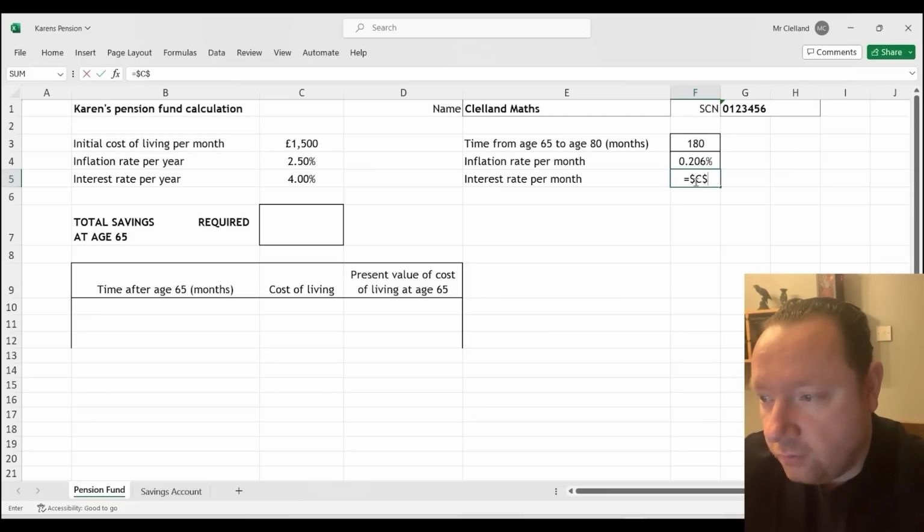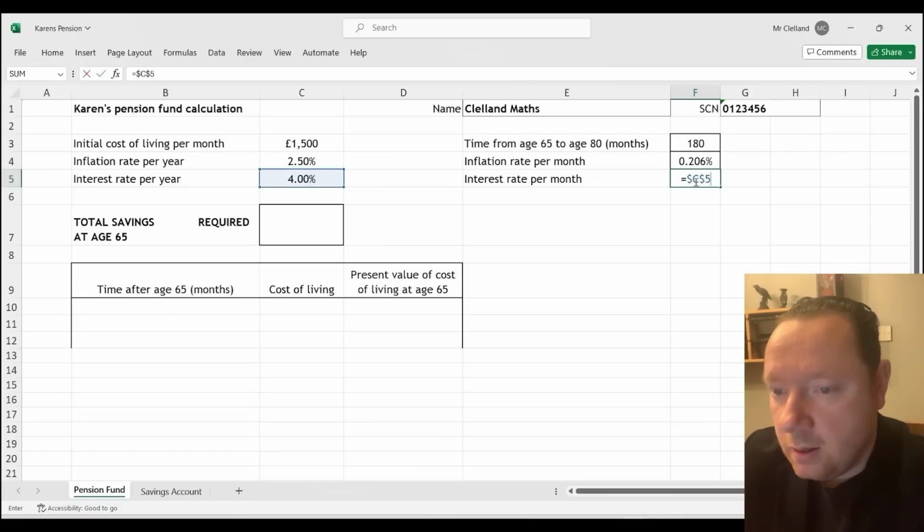$C$5. We're going to reference that cell. So it's 1 plus $C$5 to turn it into 1.04 to the power of 12, because it's 12 months in a year, and then take away 1 at the end. And we get 0.327%.